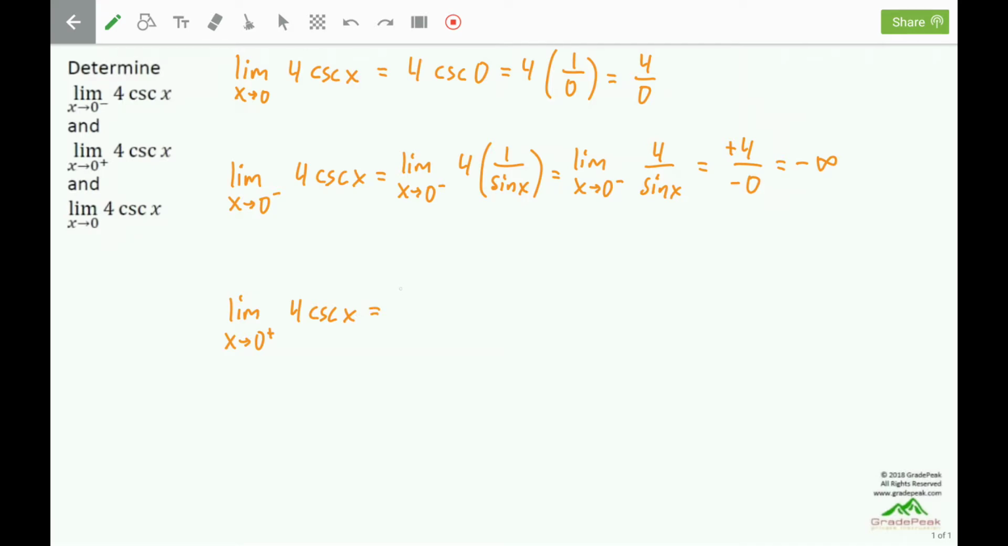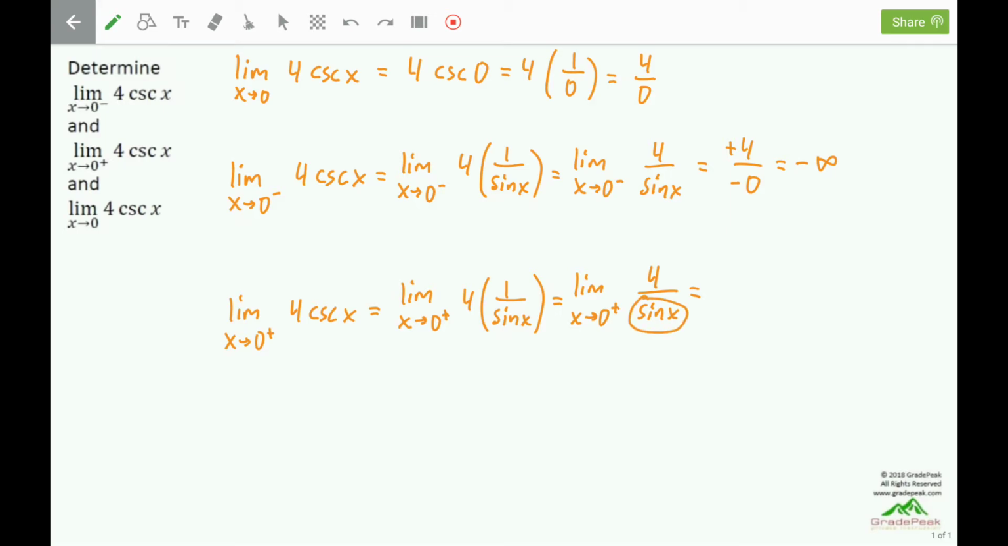The right-sided limit will work out in a similar fashion. We'll rewrite cosecant as 1 over sine. We will now multiply the 4 times the 1. And now analyze this a little closer. This is approaching 0 from the positive side. So it'll be a positive angle and end up in the first quadrant.